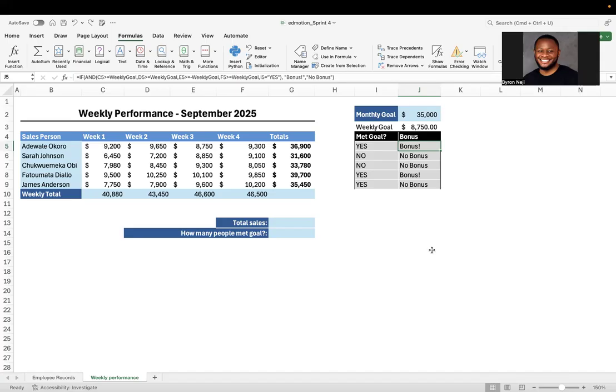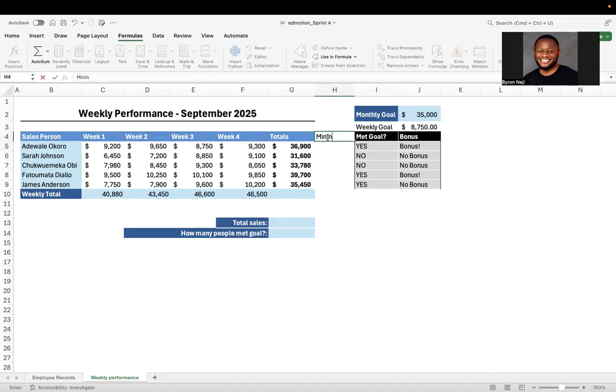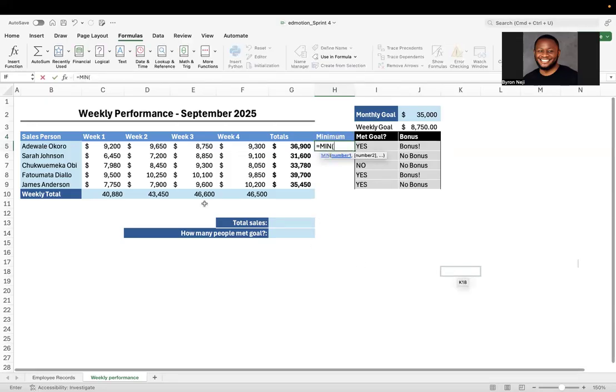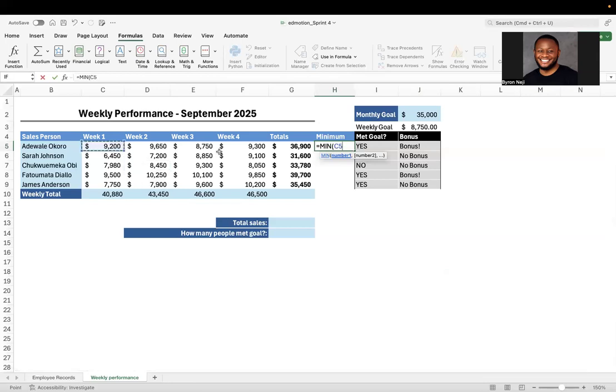So let's look at something else here. Let's look at the minimum. All right, so I would just create this, say this is minimum. Then I would use my MIN function and just select from this range, C5 to F5, and I do that. Now I will drag this down and I have my minimum.